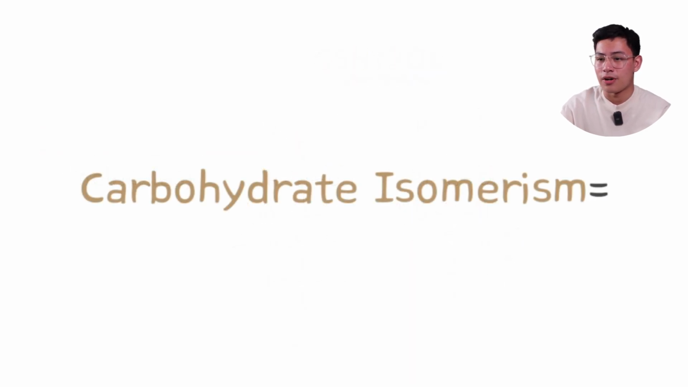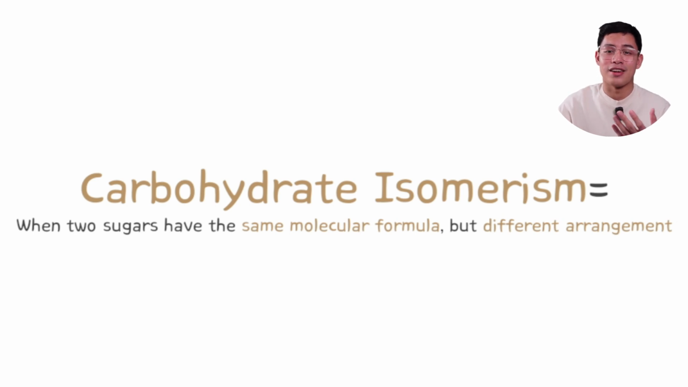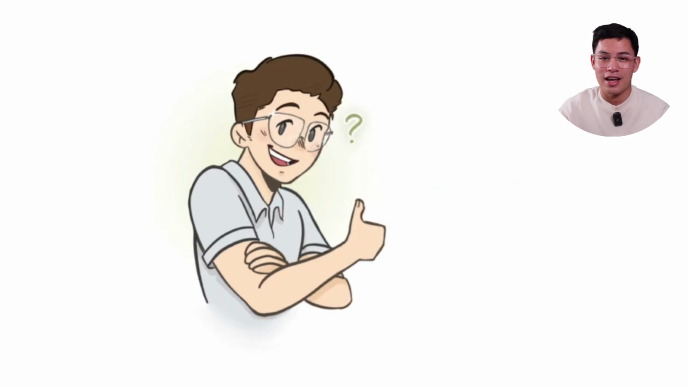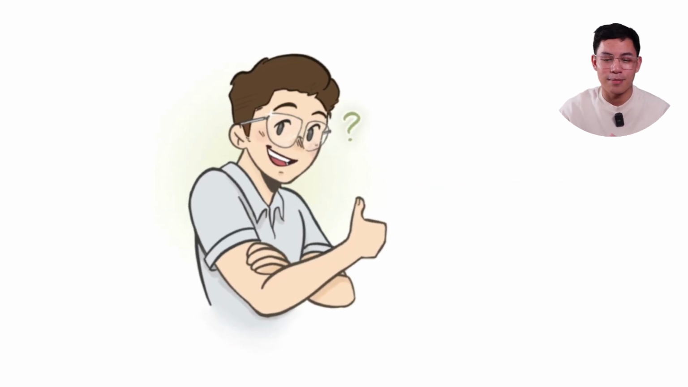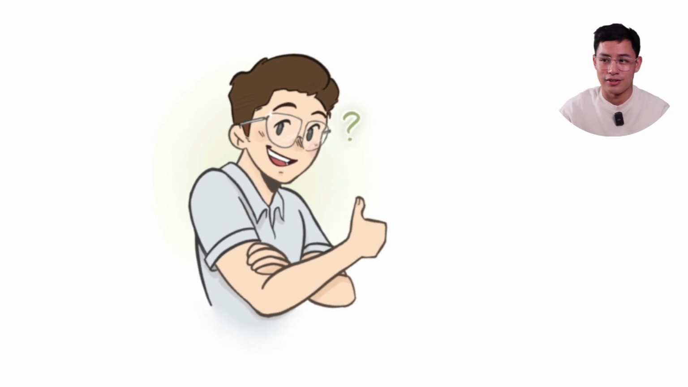Carbohydrate isomers are when two sugars have the same molecular formula but different arrangement. Again, carbohydrate isomers are when two sugars have the same molecular formula but different arrangement. Now, I hope that's been clear for everyone, and I hope that that lays down a perfect foundation for the next parts of our discussion.